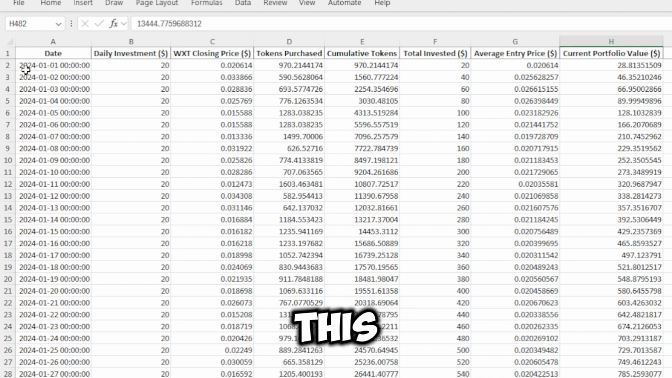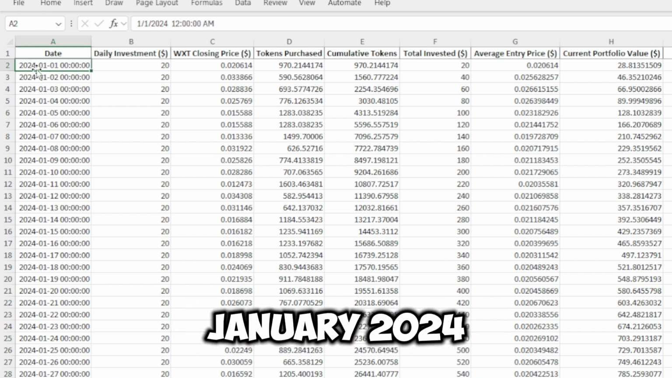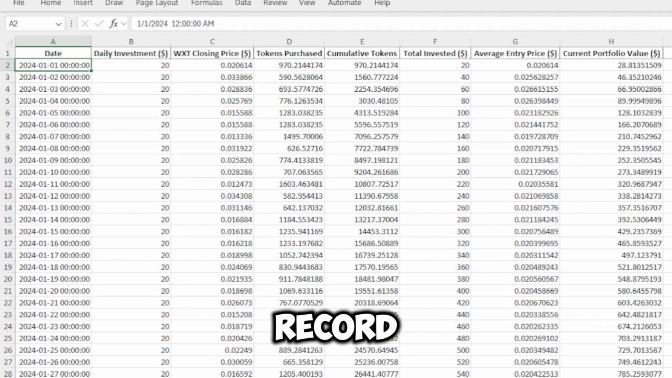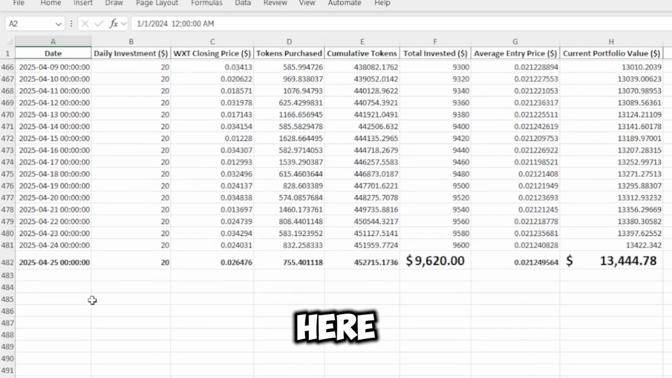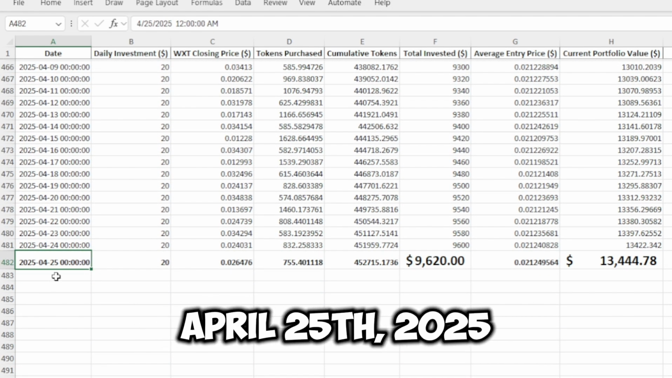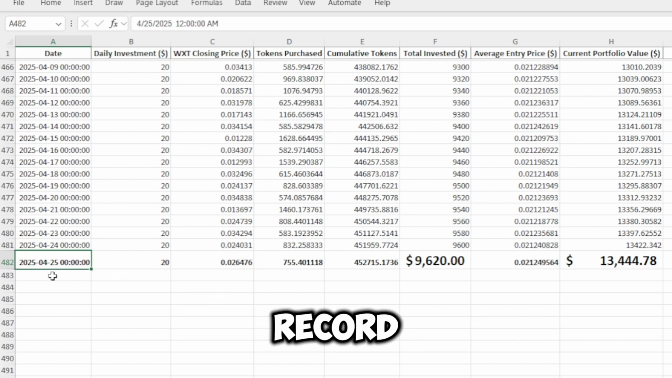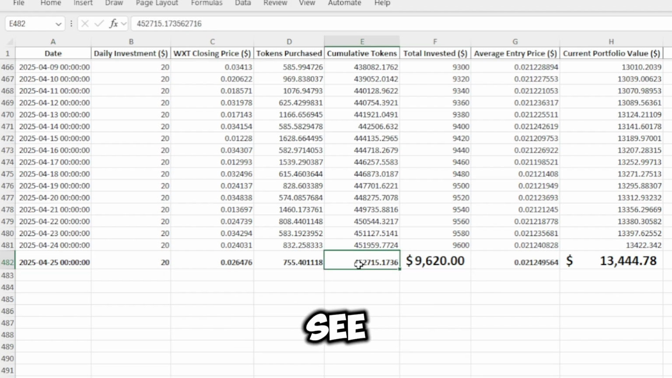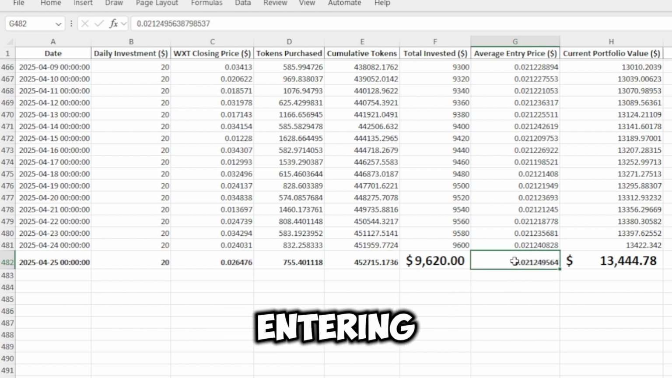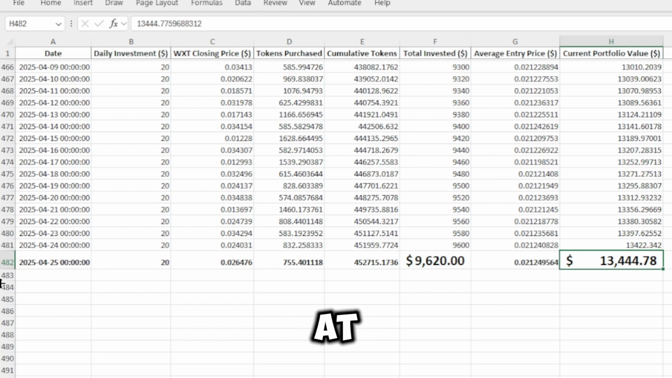So this campaign started on the 1st of January 2024. This particular record, though it's still going, has its last date on the 25th of April 2025. That is when this record stopped. As at the time of this record, $9,620 has already been invested, and you can see the amount of token that we have accumulated so far, and the average entering price. As at the 25th of April, this is the amount that this $9,000 is now worth. This is the power of DCA.